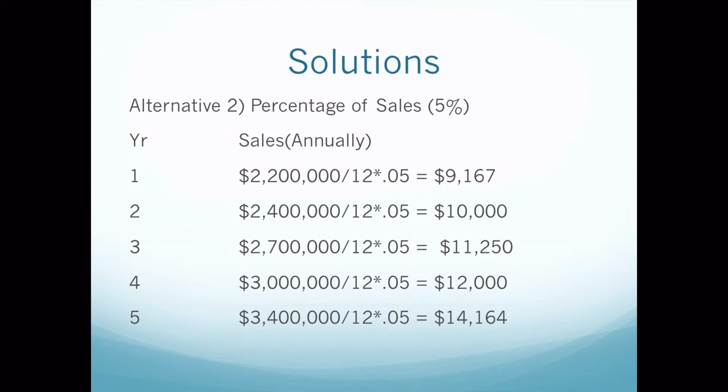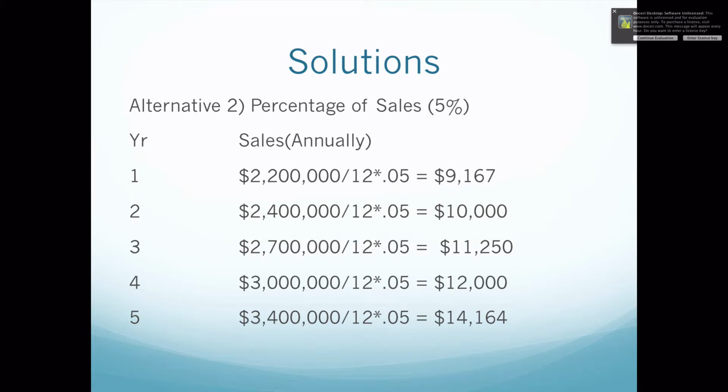The second one, we first need to calculate our monthly percentage of sales. So we're going to take our annual sales, which is $2.2 million in year 1, divide it by 12 and multiply it by 0.05 for the 5%. We divide by 12 because of 12 months, and we get the percentage of sales paid every month of $9,167 for year 1. For year 2, it's $10,000, going down to $14,164. Again, the sales were given to us in the text. We're dividing them by 12 to make them monthly, and then multiplying them by 0.05 because of the 5%.